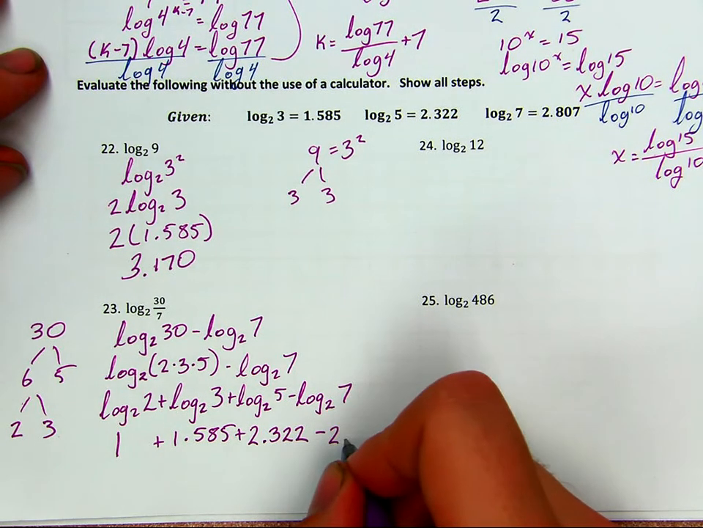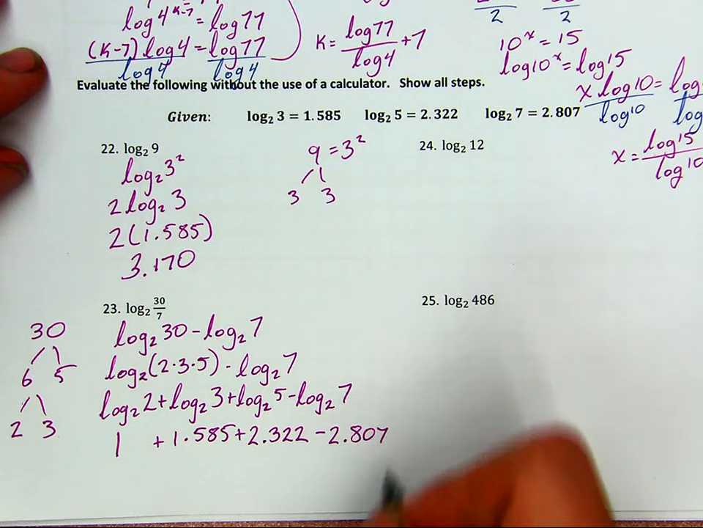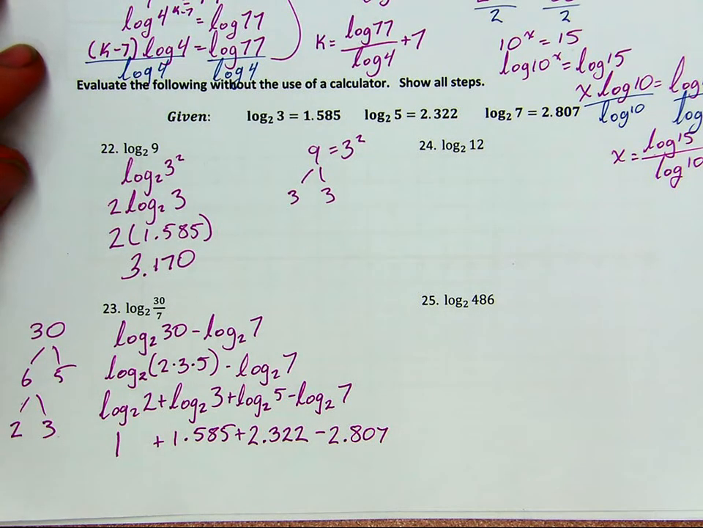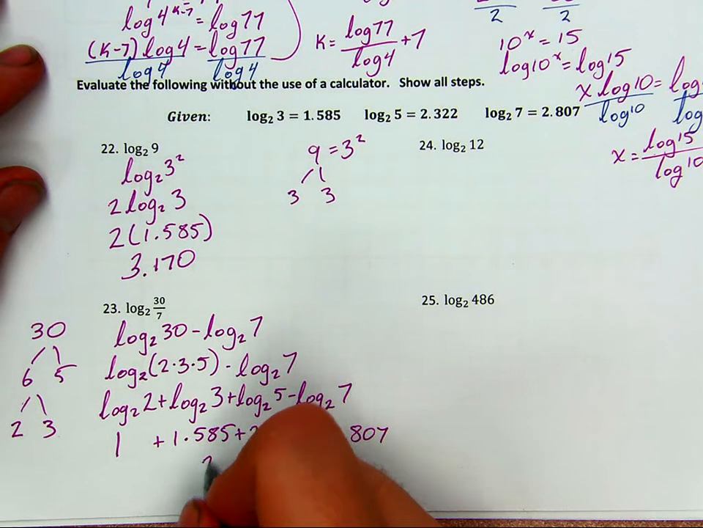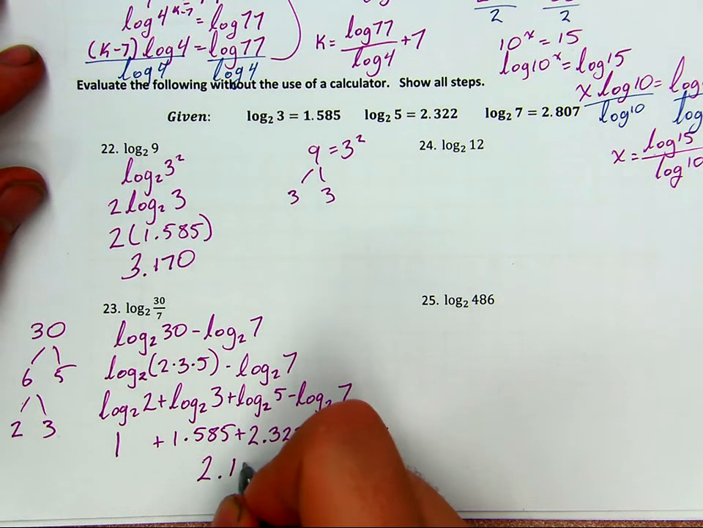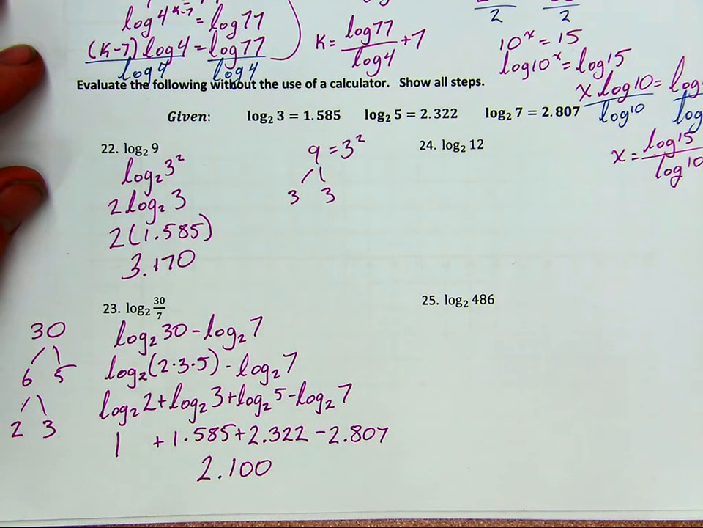Adding those together, we end up with 2.100. Now, notice that I have those extra zeros here. The reason I have those zeros is so we can have those 3 decimal places. Notice all of those decimals we used are out to 3 decimal places. I'm doing the same thing here with number 23, 2.100.